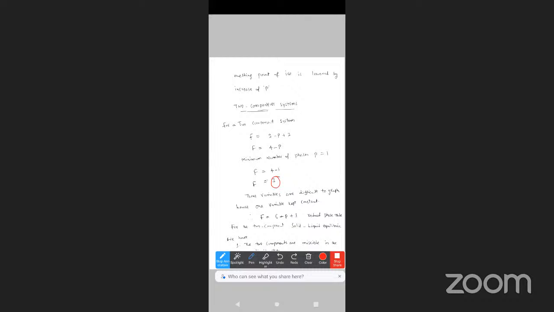When you keep one constant, instead of 2 in this Gibbs phase rule, F equal to C minus P plus 1. That means we take 1 in place of 2. Why do we take 1? Because we keep one of the variables constant. So this becomes the reduced phase rule equation. Reduced Gibbs phase rule equation for 2 component systems, in which one variable is kept constant.